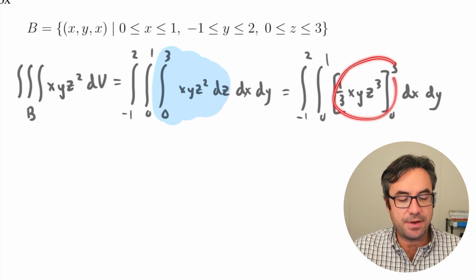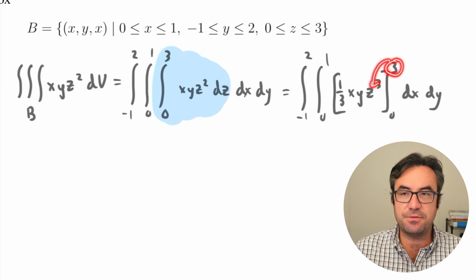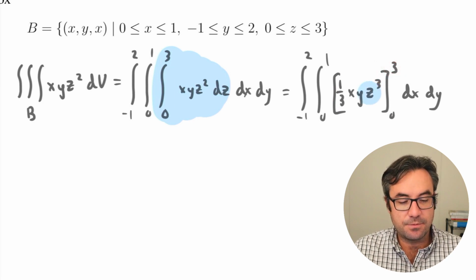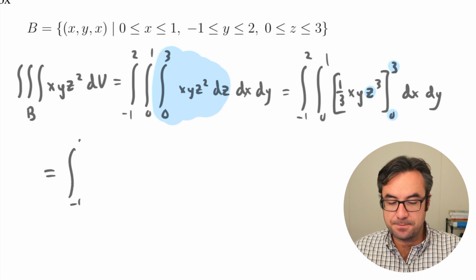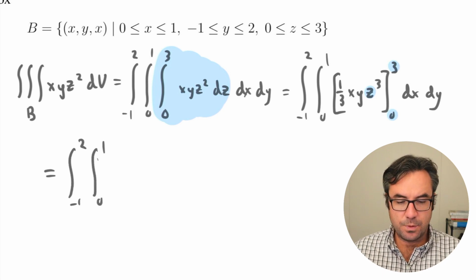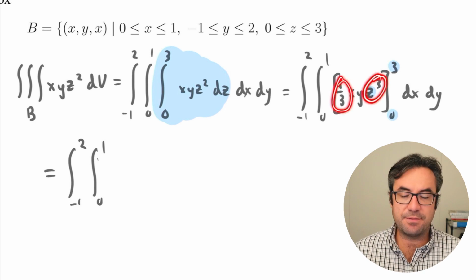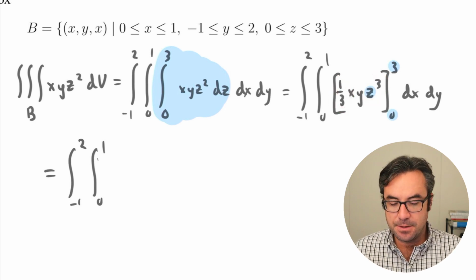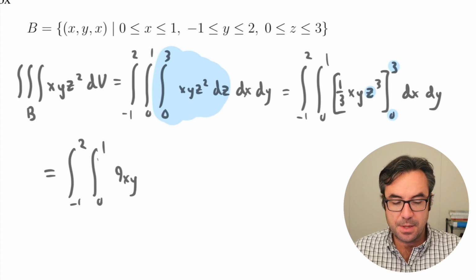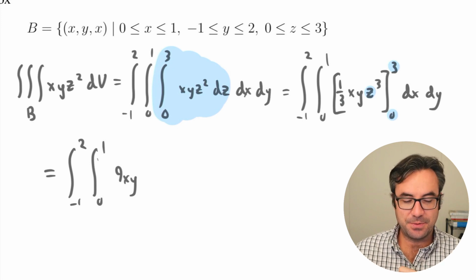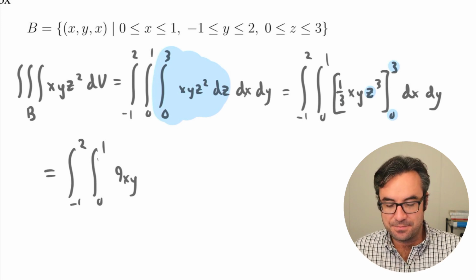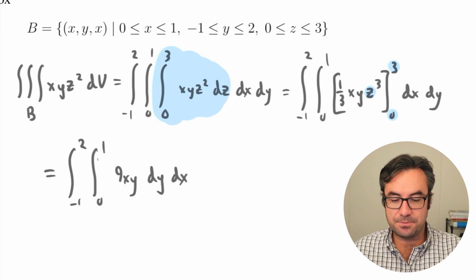Now let's do the evaluation. So when we do this, the top number goes in for z first. So again, we're plugging in for z here. So the 3 will go in first. So when we get that, we get 3 cubed, but then we have this 1/3, so that's just going to give us 9. So we have a 9xy. And then when I plug 0 in, it all gets canceled off. So we end up with just a 9xy there. All right. And let's just make sure we're keeping the order correct.